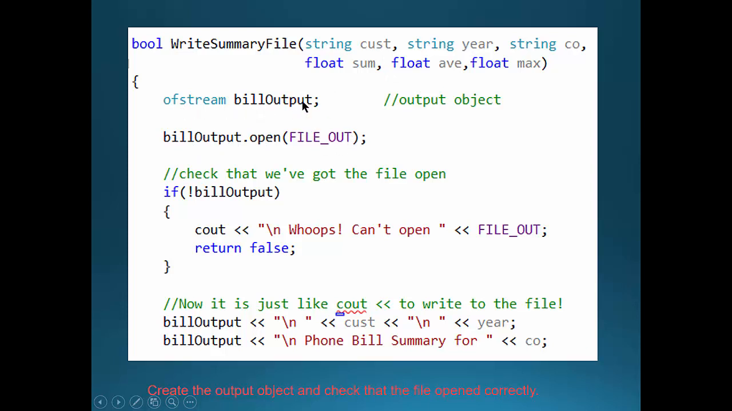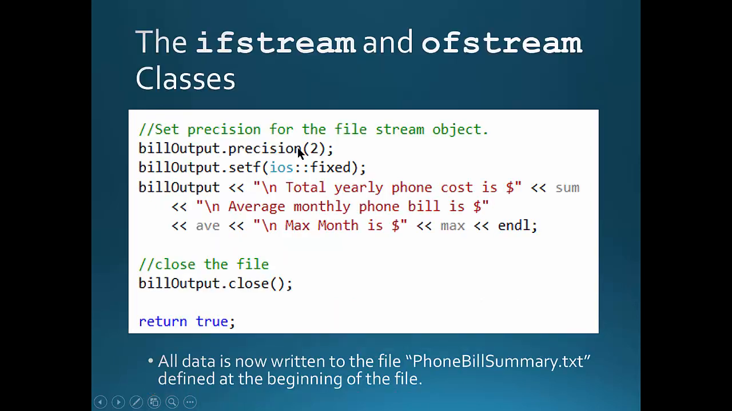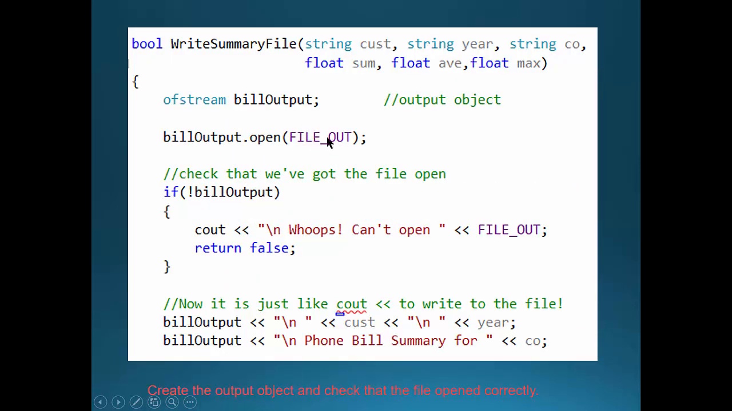We open the file, and notice here we're using the name of the output file that we defined before. We're going to open that file, and then again we have a guard. It checks to see if we successfully opened the file. If we can't successfully open the file, then we output an error message and return false from this write function, just like we did from the read function.